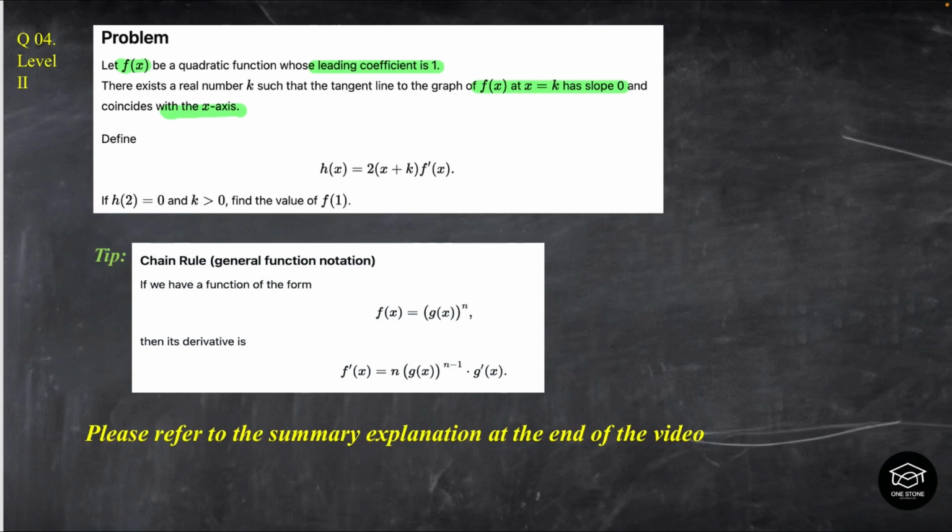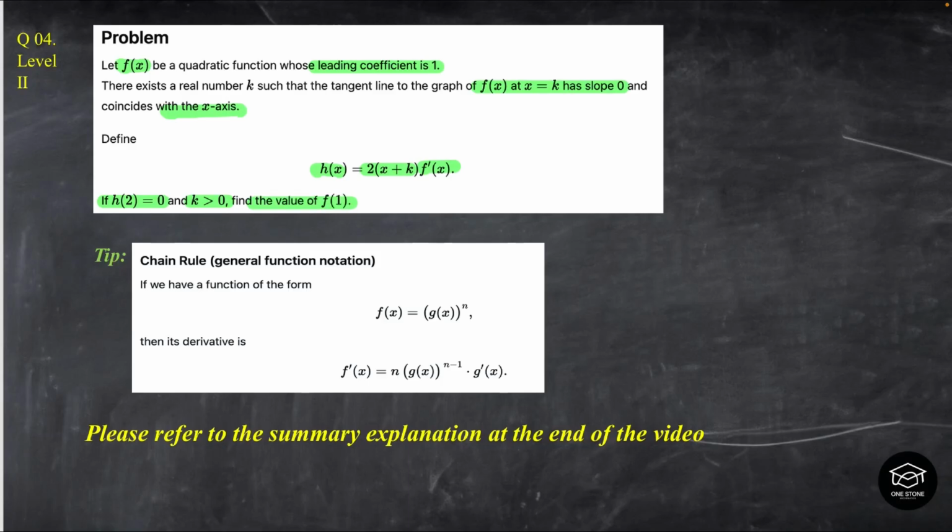We also define another function, h of x, equal to 2 times the quantity x plus k, multiplied by f prime of x. We are told that h of 2 equals 0, and that k is positive. Our goal is to find the value of f of 1.